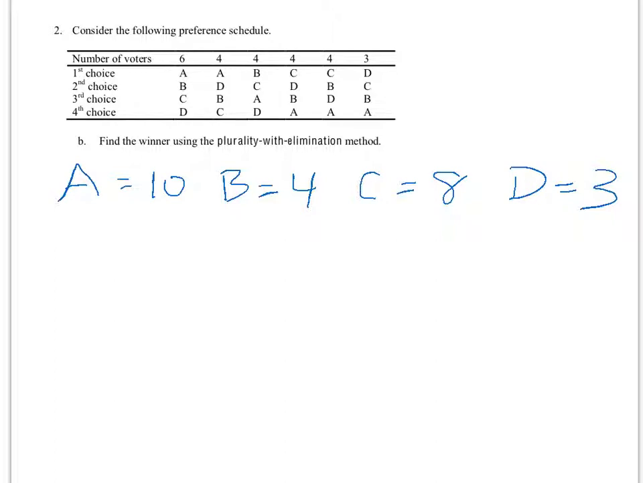So we count up the total first place votes. So that would be 6 plus 4, which is 10, plus 4 is 14, plus 4 is 18, plus 4 is 22, plus 3 is 25. So there are 25 votes in the system. And a majority is more than half. So half of 25 is 12 and a half. So more than that would be 13 votes to make a majority.